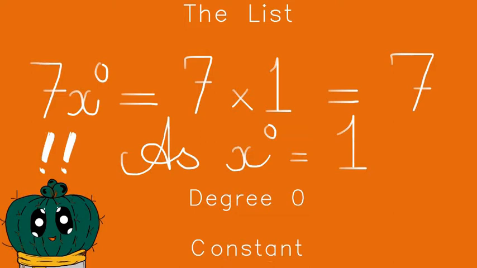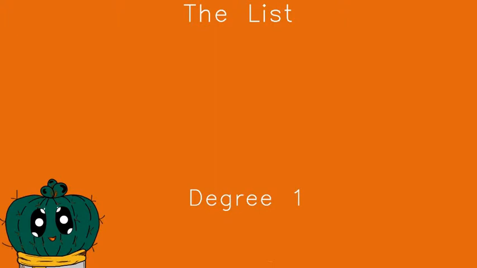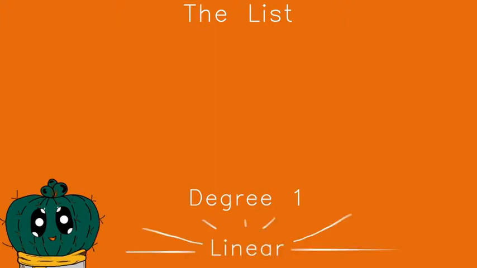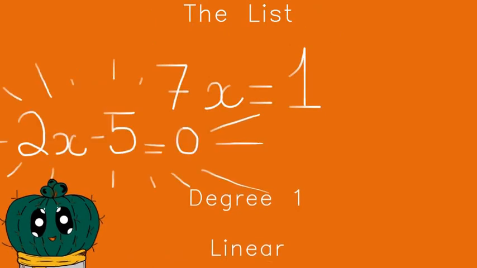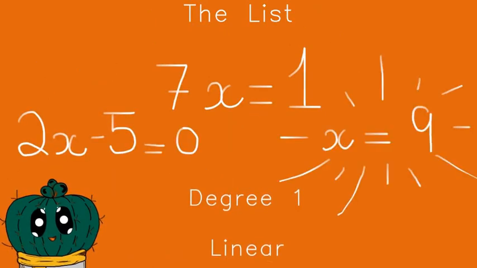So I hope you get that. Now let's move on to degree 1 terms. Degree 1 terms are called linear terms, or linear equations if you have a whole equation in front of you, okay? So let's take out our linear equations. 7x is equal to 1, 2x minus 5 is equal to 0, and x is equal to 9. Now the last one actually looks like an answer, a value of what we actually might find after solving an equation. But again, this is a linear equation nonetheless.